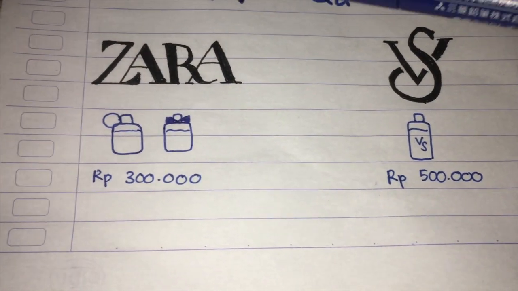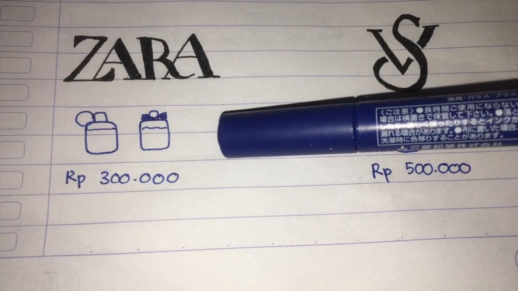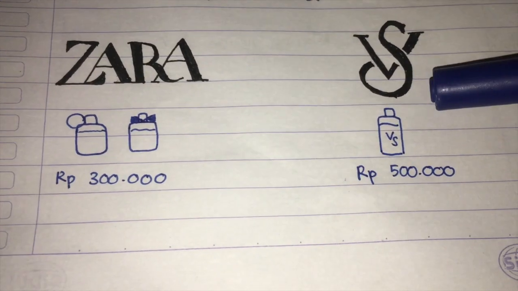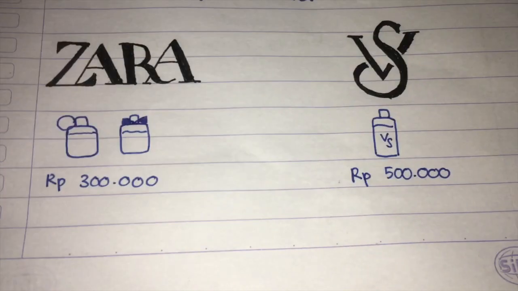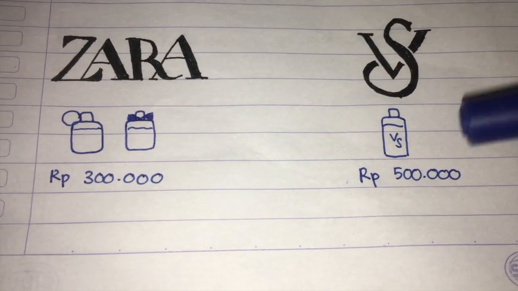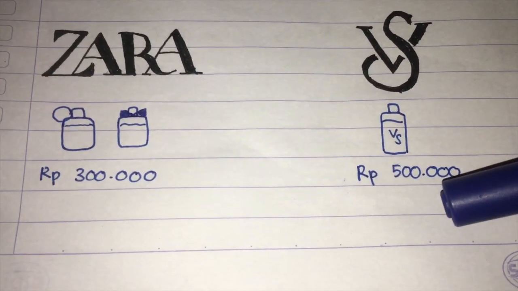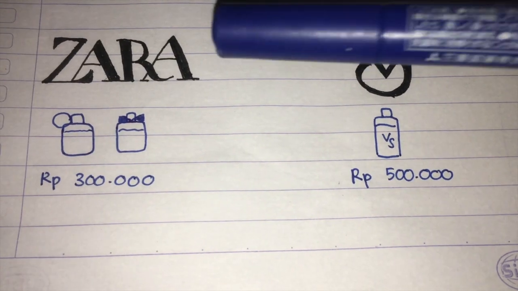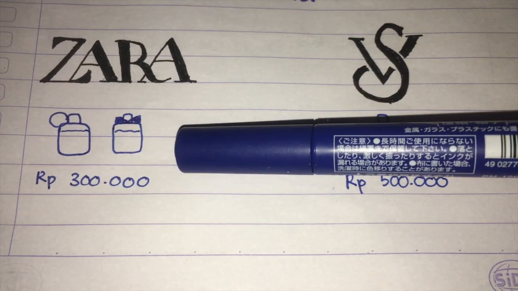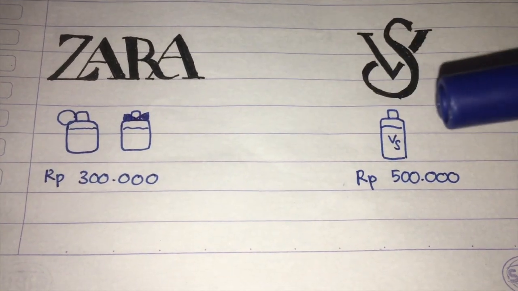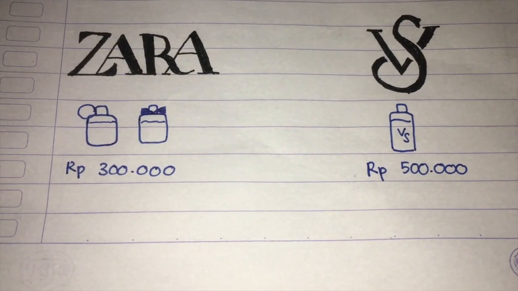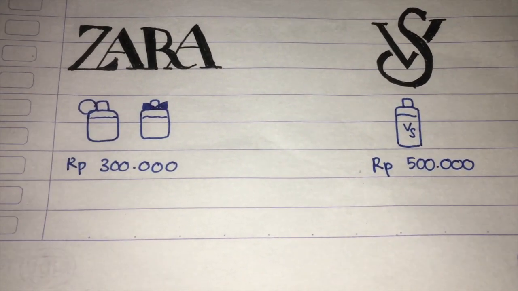For example, at Zara, the price of 2 perfumes is 300,000. But at Victoria's Secret, the price of 1 perfume is 500,000. Obviously, we're gonna buy the Zara one, right? Because the Victoria's Secret one is too expensive. And when we buy the perfume at Zara, we get more quantity of the product than when we buy at Victoria's Secret. This is an example of the law of demand.